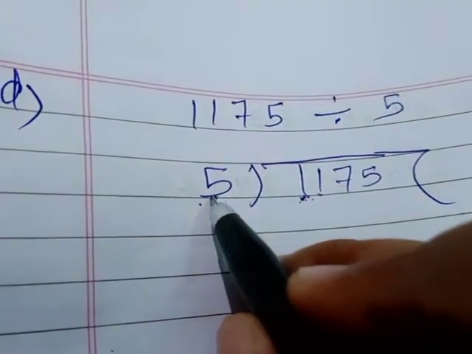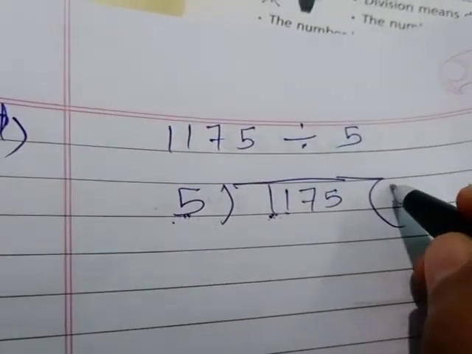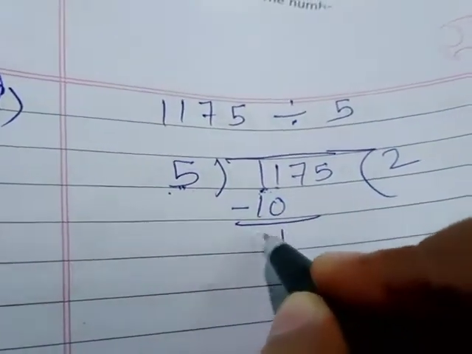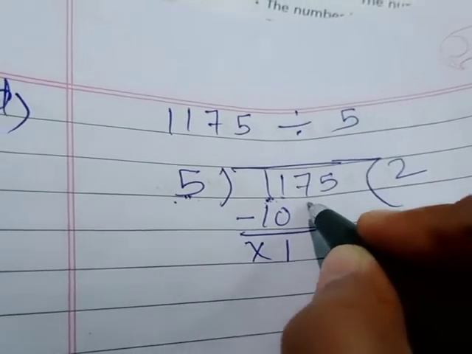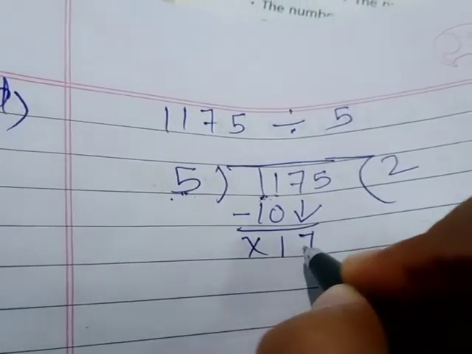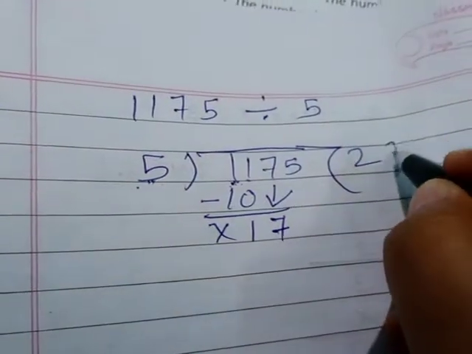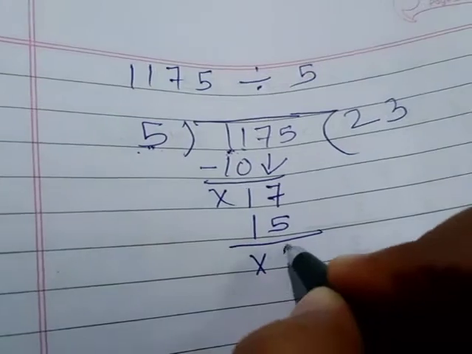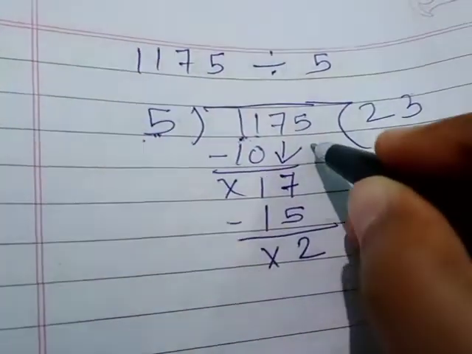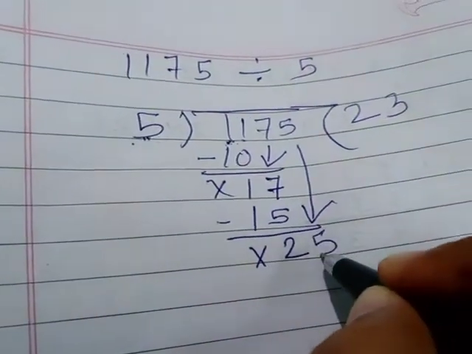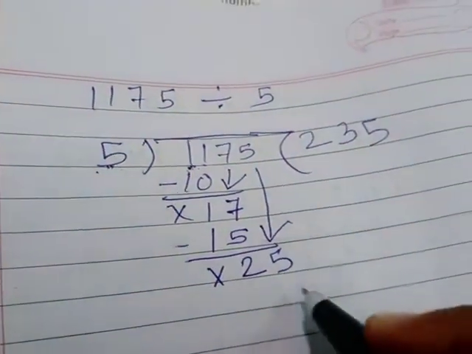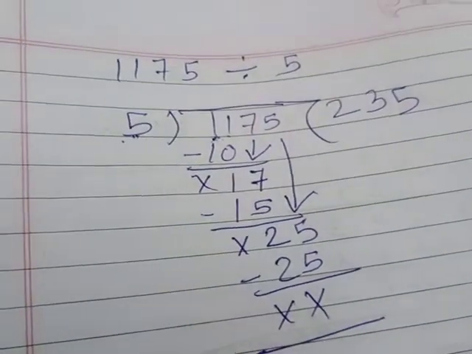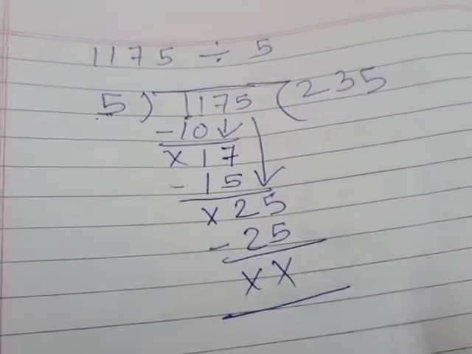In the table of 5, 11 does not come. 2 times we get 10. We'll subtract, 1 will remain. The next digit will be brought down with the remainder. In the table of 5, 17 does not come, but 3 times we get 15. Therefore, 2 will remain. Again, the next digit will be brought down with the remainder, and in 25, 5 comes 5 times and both of them will be subtracted to get 0. Here we are done with dividing.